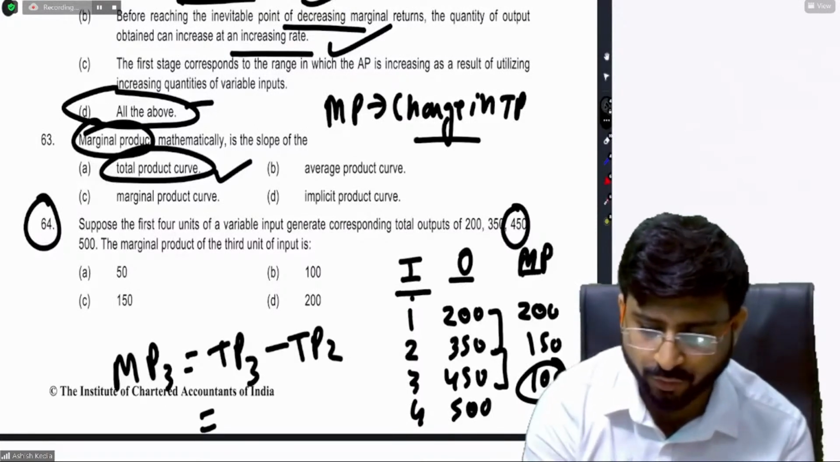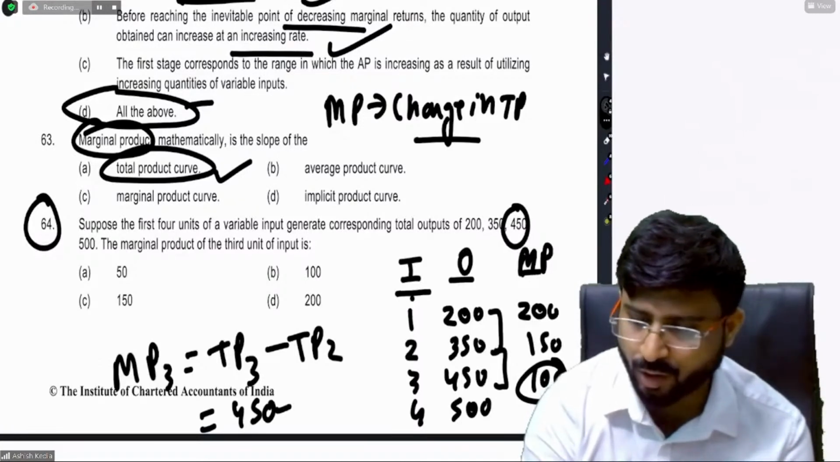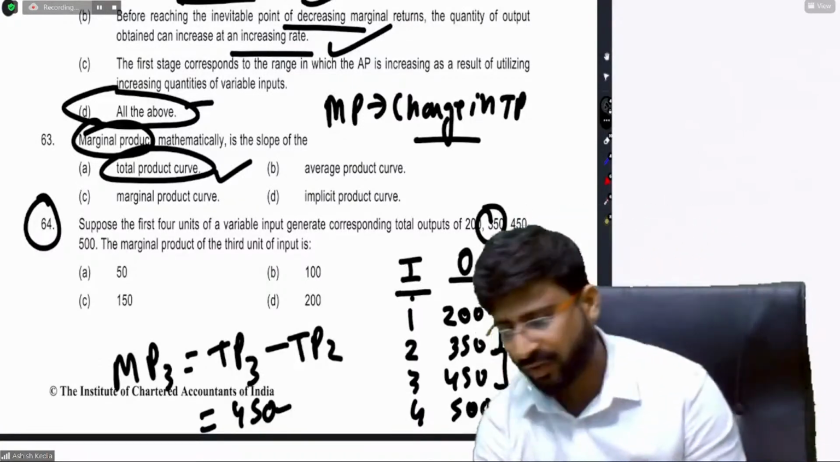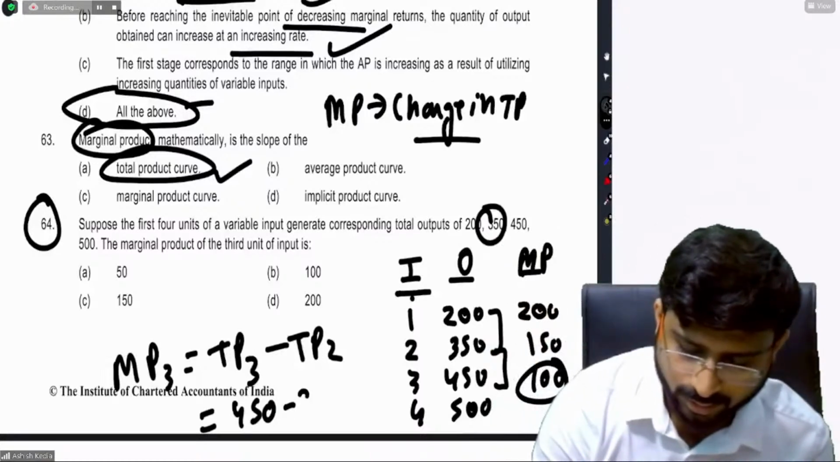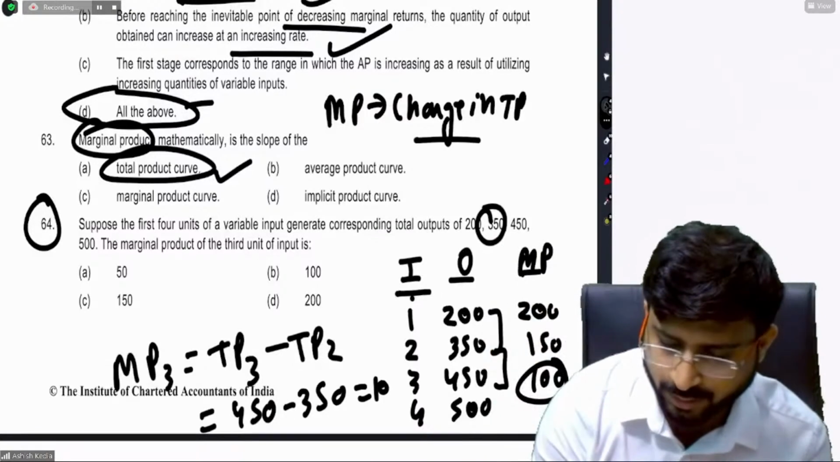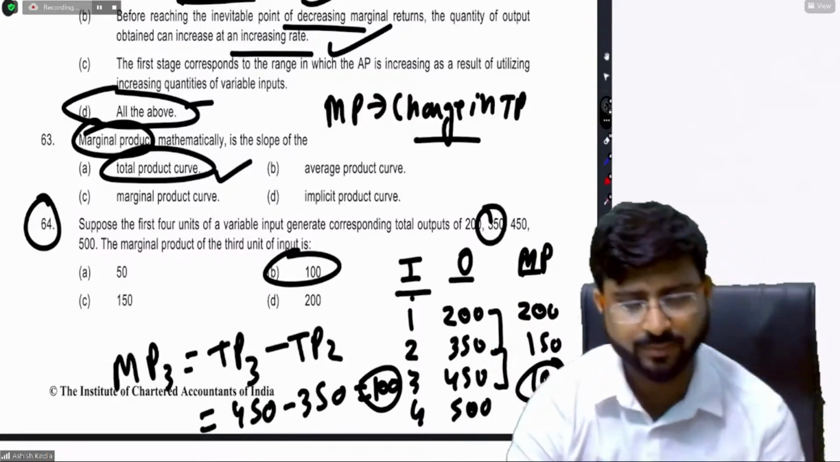So TP of 3 is 450. Total product at 2 units is 350. Correct? So it is 100 indeed.